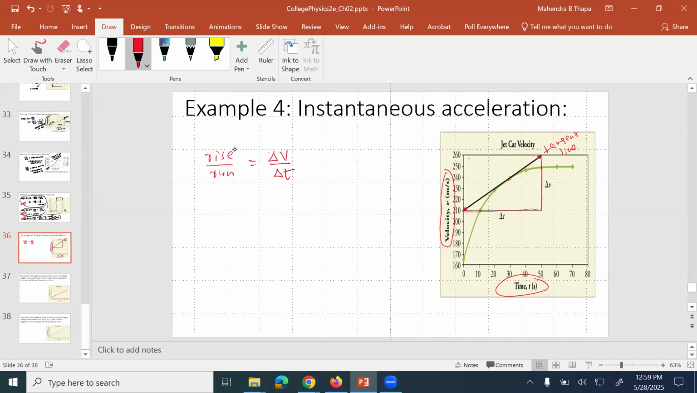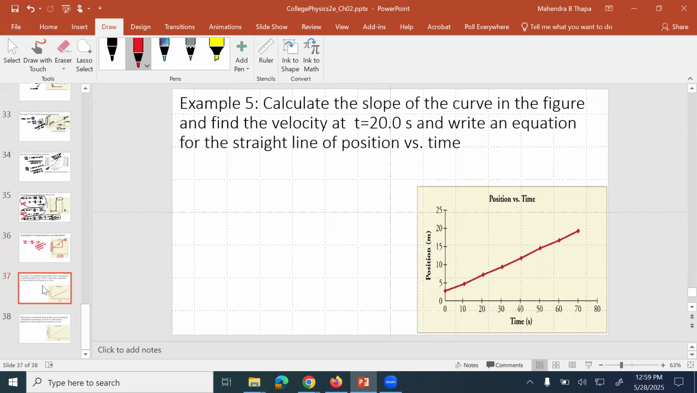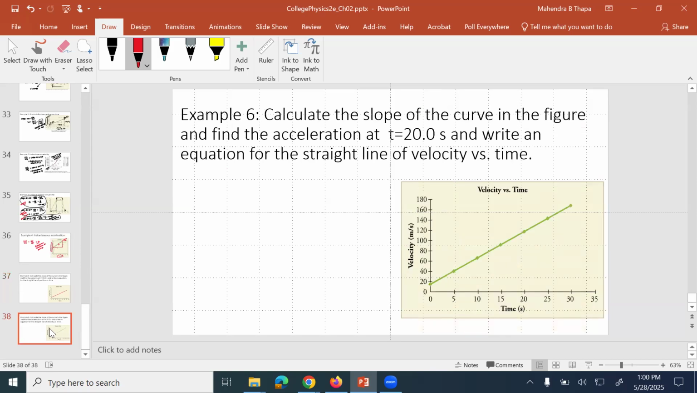If I call this point P, that gives you a. This is the instantaneous acceleration at point P. Okay. You can use the previously learned concept for this problem. And similarly, you can use the concept for this problem too.